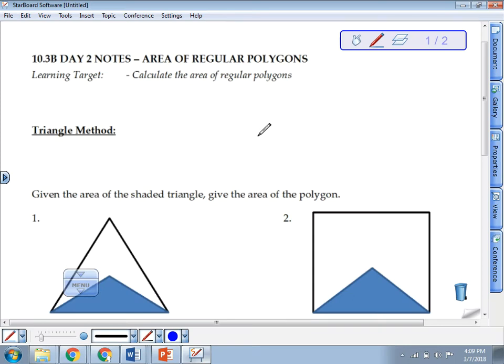Welcome to the notes on finding area of regular polygons. And that's our goal today, to calculate the area of those regular polygons. Remember, regular polygons mean same side lengths and same angles.